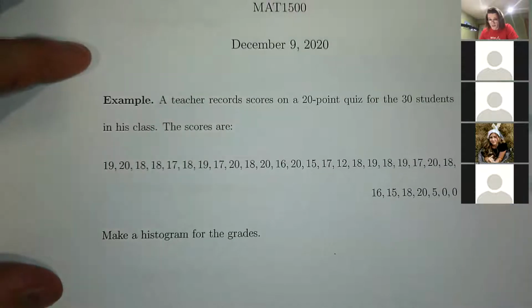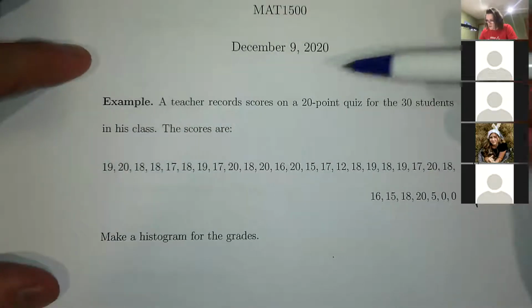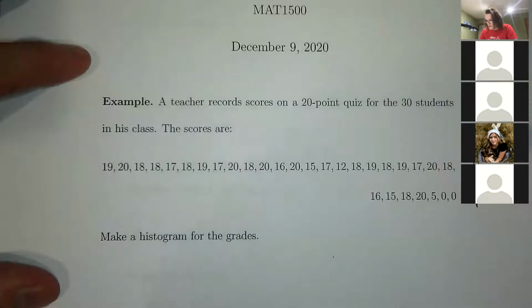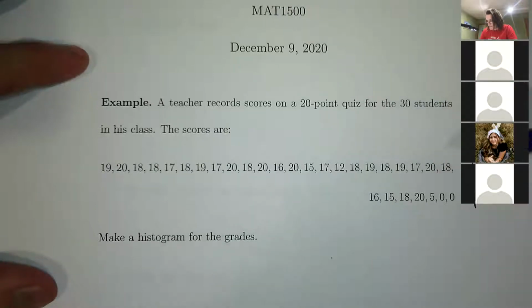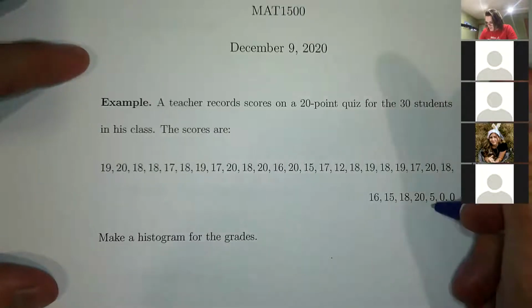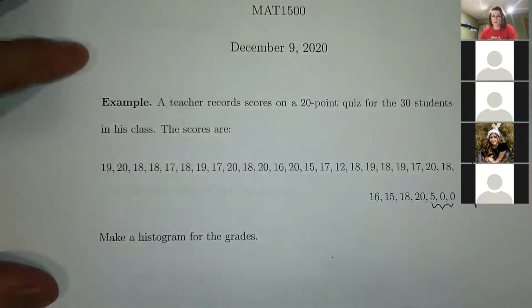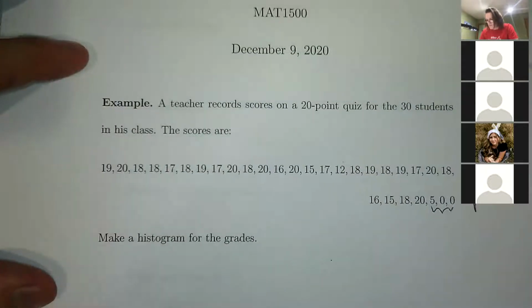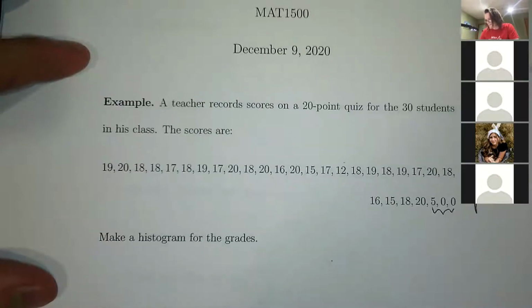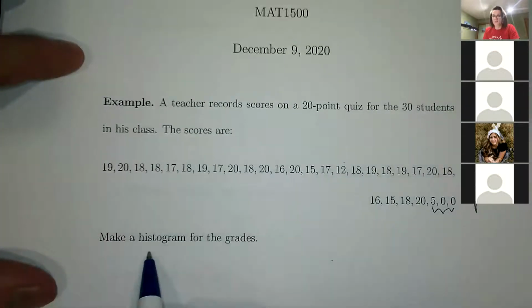These are numerical grades. These are a 20-point quiz for 30 students. And these are the grades. So it's out of 20 points, so you'll notice the highest that you get is 20. And it seems that you had three kids who had no idea what was going on. So everyone else was decent. Maybe this 12 is questionable, but everyone else is okay. And what we want to do is make a histogram for the grades.